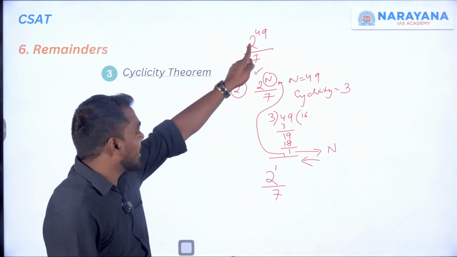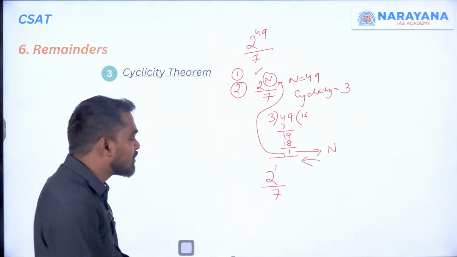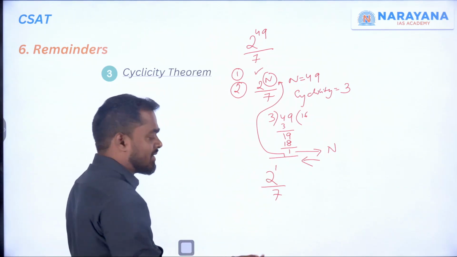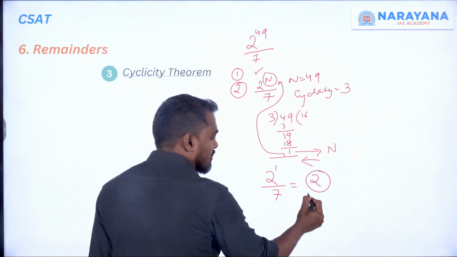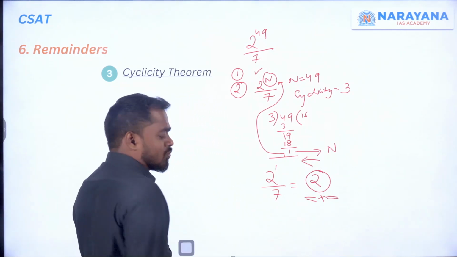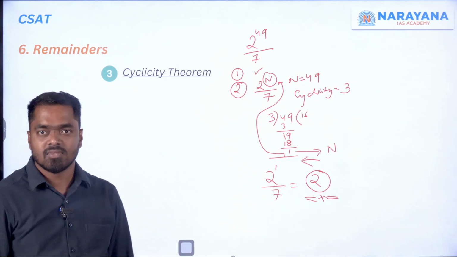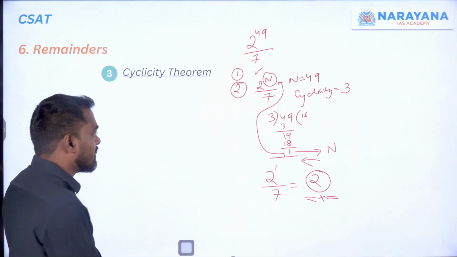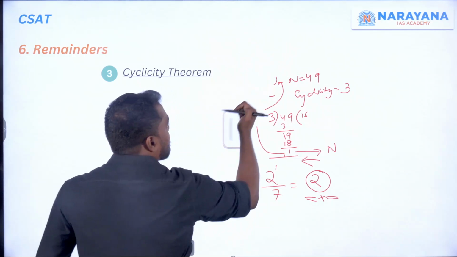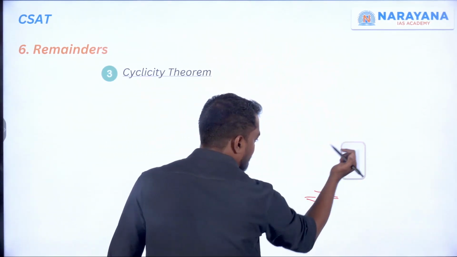Now the entire expression can be simplified to 2 to the power 1 by 7. Now what is the remainder for this case? That is 2. Your answer is 2. Understood? Let's understand this through another example. Then you will get a clear idea.